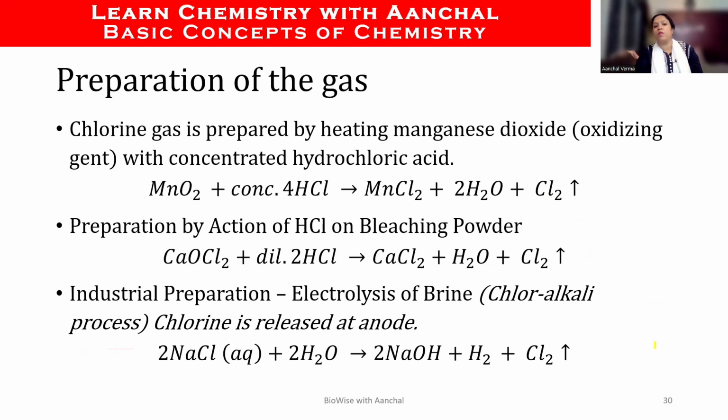Other ways of preparation of chlorine gas, though I have already discussed, right? That is concentrated HCl with MnO2. Then action of HCl on bleaching powder. Bleaching powder is CaOCl2. When it is treated with dilute HCl, it forms calcium chloride, water, and chlorine gas is released. Then it is also produced in industries by electrolysis of brine. What is brine? A salt solution. So aqueous solution of sodium chloride, when it is electrolyzed, you have the formation of chlorine gas at the anode. This is how the gas is prepared in the industries.